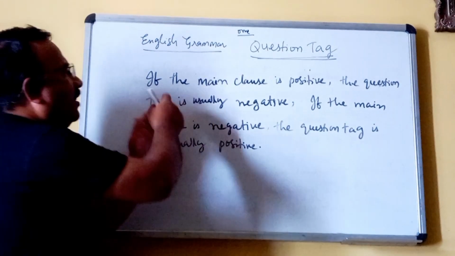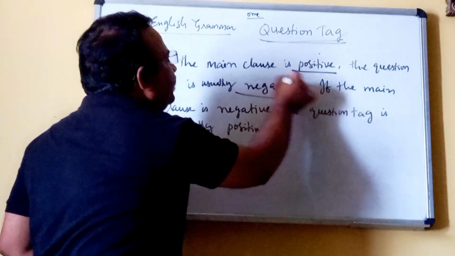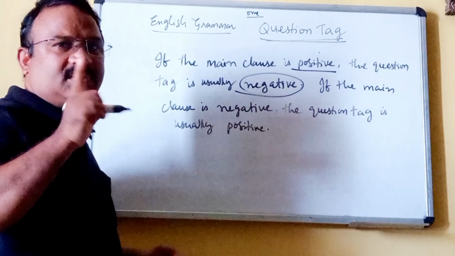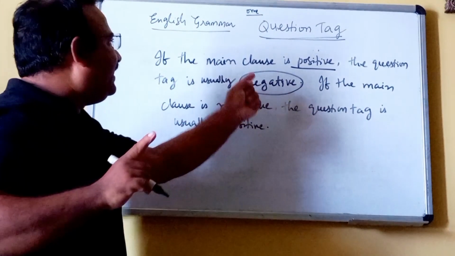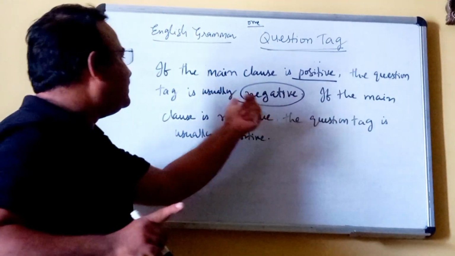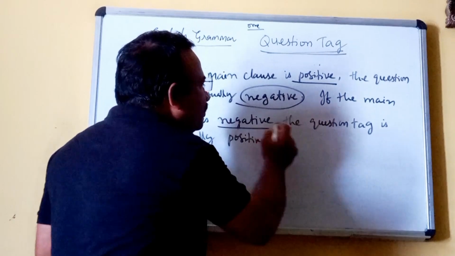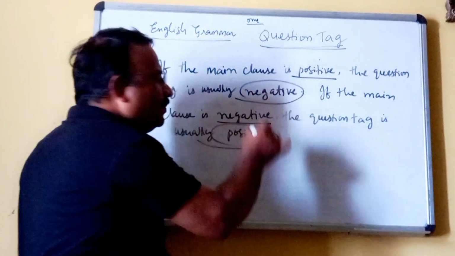If the main clause is positive, the question tag is usually negative. Okay, please remember: if the main clause is positive, the question tag is usually negative. If the main clause is negative, the question tag is usually positive.